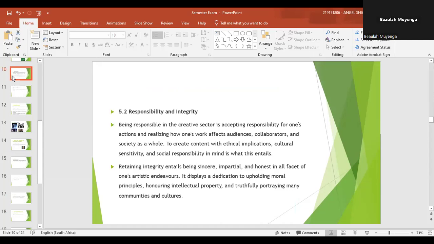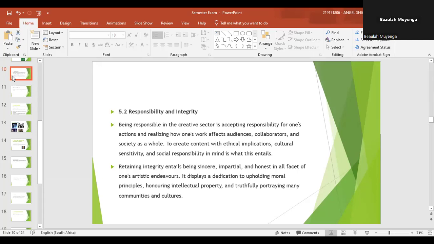All right, the second one is responsibility and integrity. Being responsible in the creative sector is accepting responsibility for one's actions and realizing how one's work affects the audience, collaborations, and society as a whole. To create content with ethical implications, cultural sensitivity, and social responsibility in mind is what this entails.